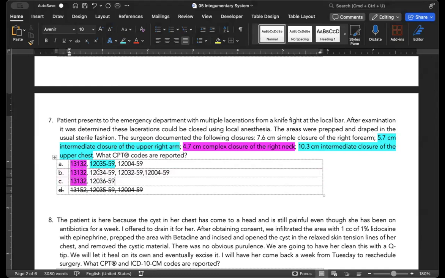So they were trying to trick you because they were trying to see if you would report them separately, right? So just remember, don't just look at each one of them individually and code them individually. You have to make sure that they're not in the same anatomic grouping.